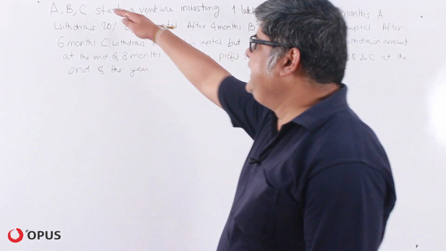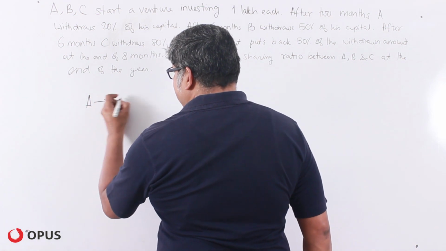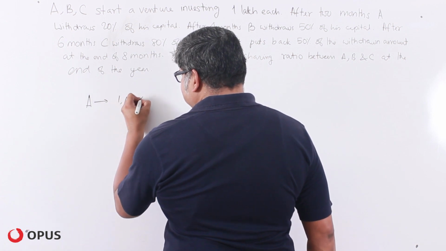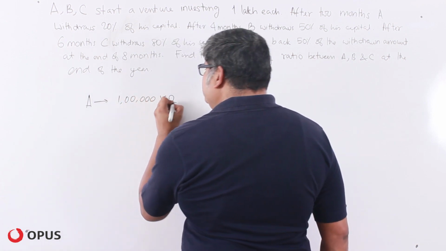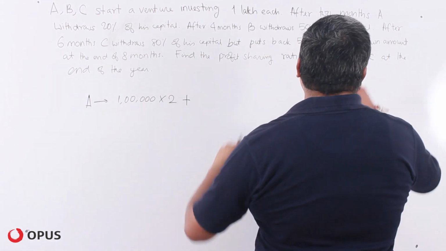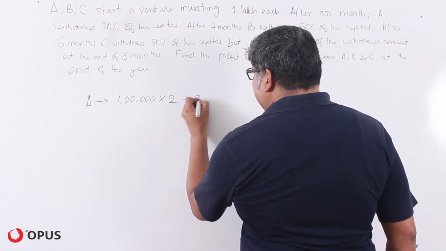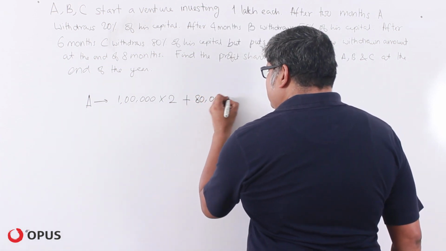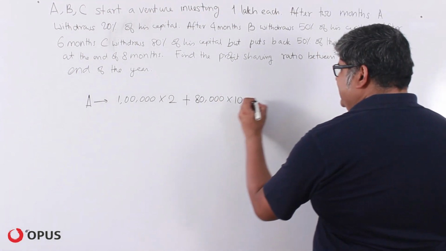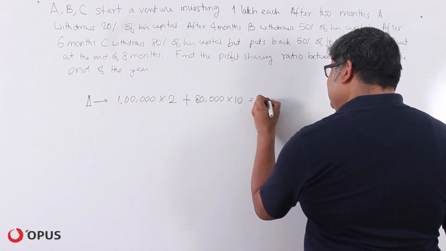So here let us look at A's case. Now if you look at A's case, A had invested 1 lakh. So what has happened is, it is 1 lakh into 2, because it was active for 2 months, and then plus, because he had withdrawn 20% of the capital, that means 80,000 rupees was active for the remaining 10 months. So here we would straight away write this should be 2 lakhs and 80,000 into 10 is 8 lakhs. So basically it is 10 lakhs.